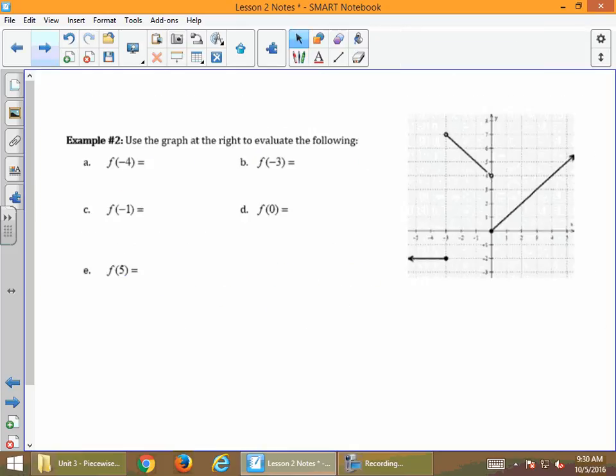Go ahead and try it on your own. Give me a minute. We'll go over it. The x value inside the parentheses. Take the y value. Open. Go to the one that is closed.